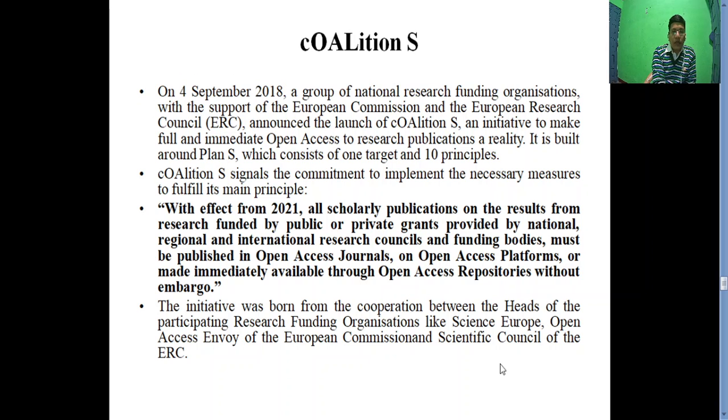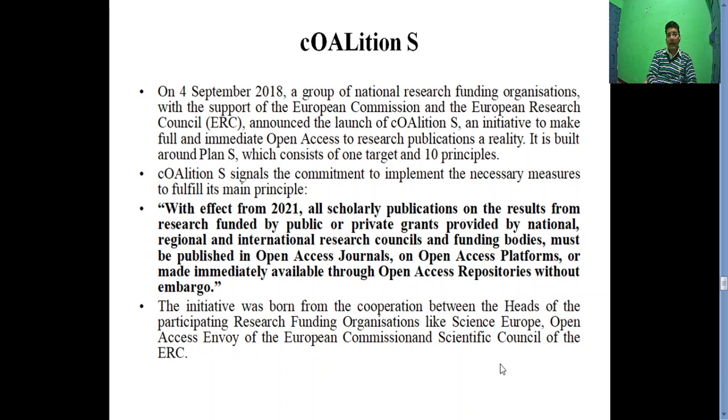Another important aspect is Coalition S. On 4th September 2018, a group of national research funding organizations, with the support of the European Commission and the European Research Council, announced the launch of Coalition S, an initiative to make full and immediate open access to research publications a reality. It is built around Plan S, which consists of 1 target and 10 principles. What is Plan S? I will discuss later.